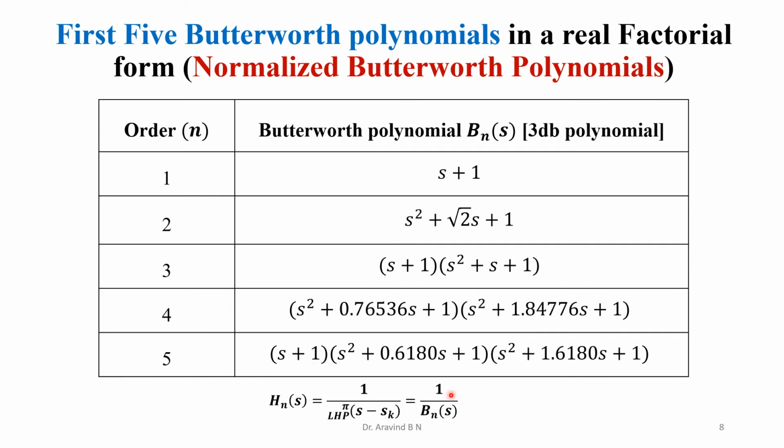Hn of s is equal to 1 divided by Bn of s. If the order is equal to 1, then this representation will take the form 1 divided by s plus 1. That s plus 1 is obtained from this polynomial with respect to order 1. Like that, if the order is 2, then we are going to get Hn of s is equal to 1 divided by s square plus root 2 s plus 1.